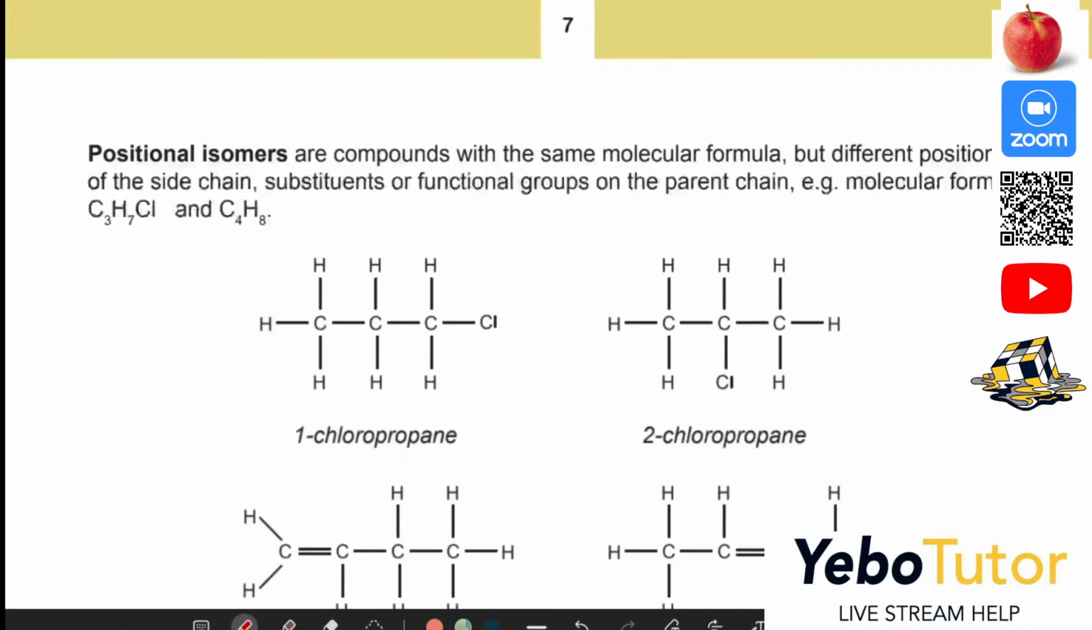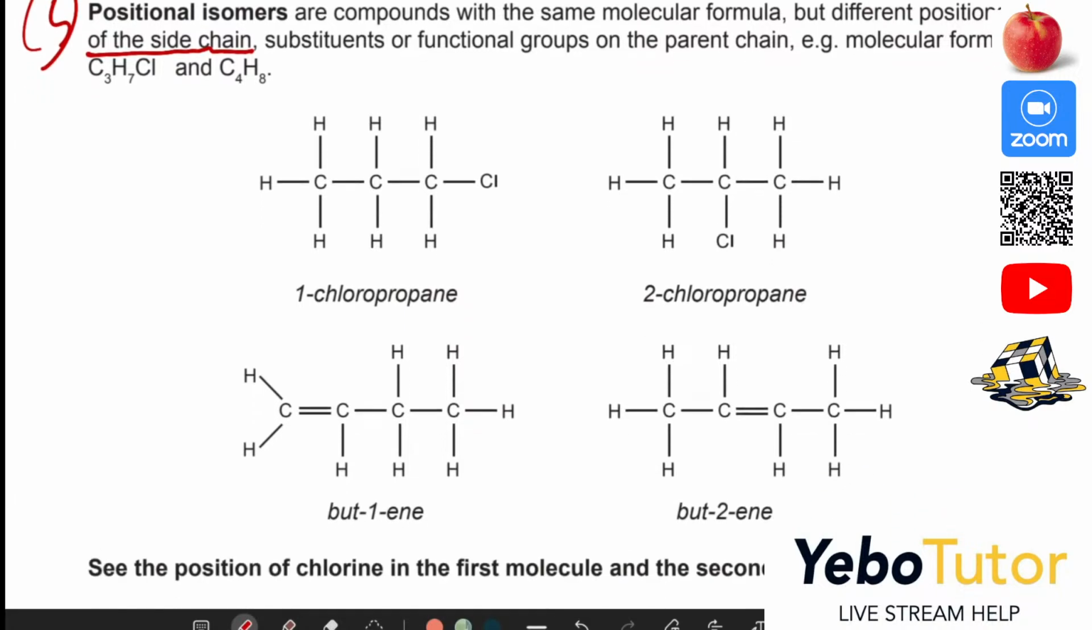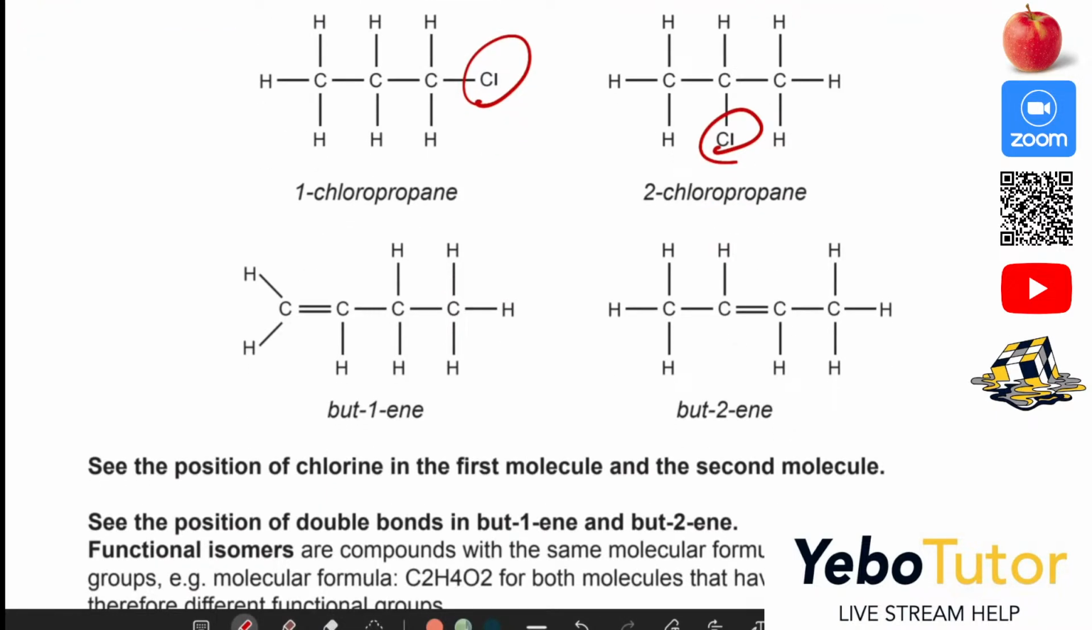Now we also have the third one, which is the positional isomers, which are compounds with the same molecular formula but different positions of the side chain. We need to highlight that the side chain, the substituents or the functional groups, are in different positions on the parent chain. So these are the different positional isomers which we are having. We can see where the side chain is. They are in different positions, but they are located in all of the molecules which we are having.